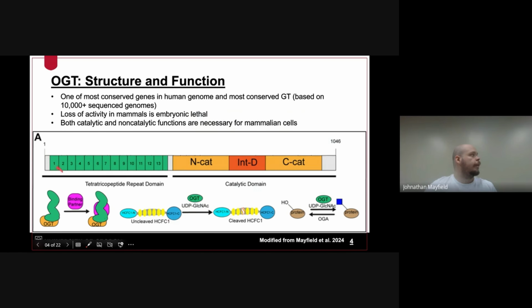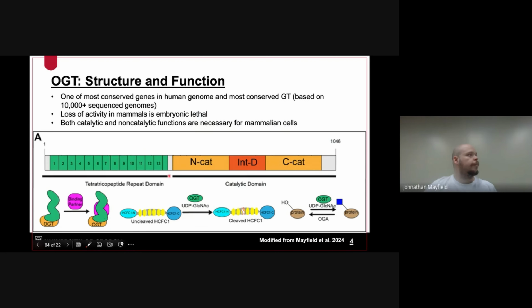So from left to right here, we've got this TPR domain. And so this is going to be for your interactions with other proteins. And it's also going to be for selecting which substrate or other proteins it's going to modify. And then on the right side here is the catalytic domain.